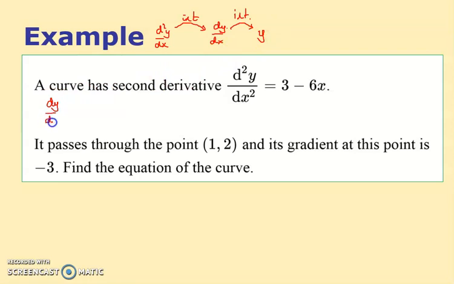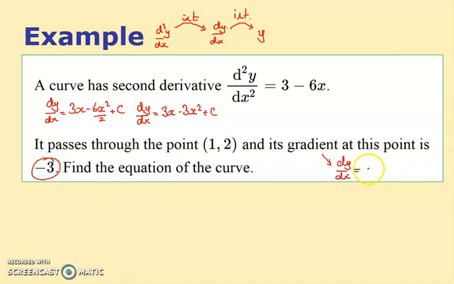I can write now dy by dx equals, I'm going to integrate this. This is 3x minus 6x squared over 2. Don't forget your constant. That gives me dy by dx equals 3x minus 3x squared plus a constant. Now, it says its gradient at this point is minus 3. So that's basically a posh way of saying dy by dx is going to be equal to minus 3 at this point.